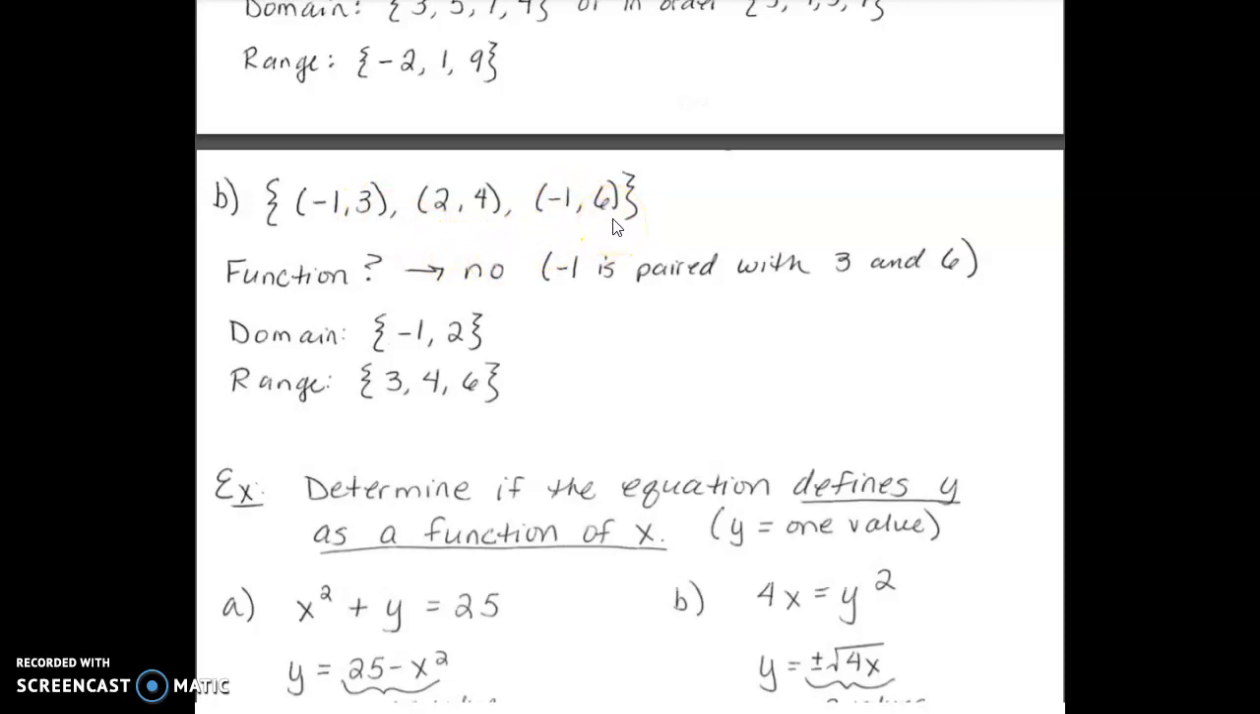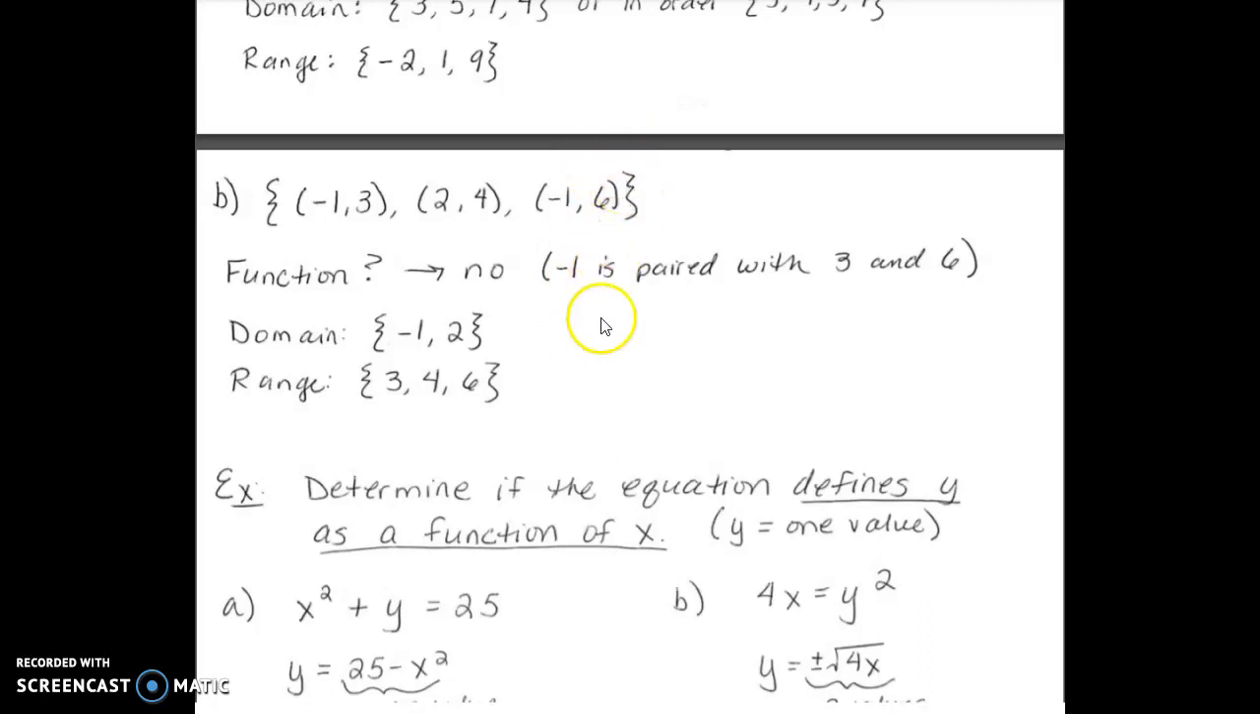Remember, the definition of a function says each x can only be assigned to one value of y. And since that is not the case here, this is not a function. In other words, an x value repeats. We can still list the domain and range. So the domain, set of all x's, we have -1 and 2. So those would be our only two x values within our set, and then our y values are 3, 4, and 6. So that would be our range.